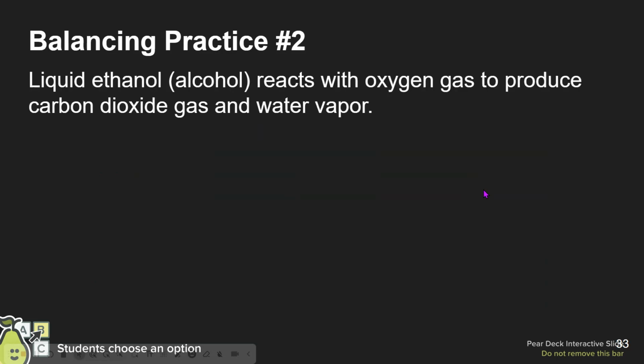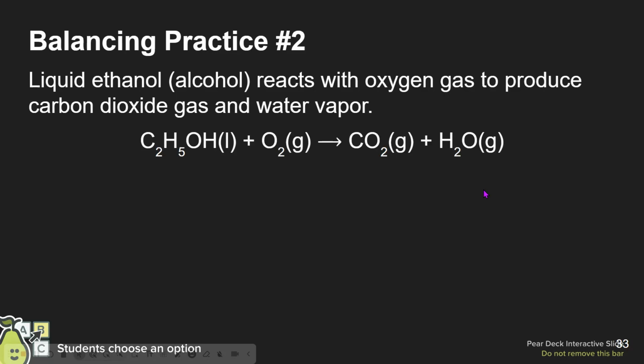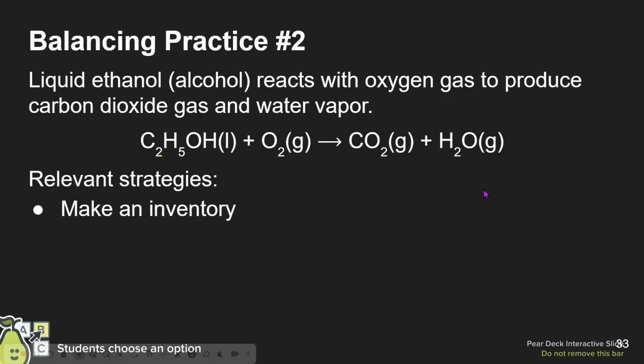Liquid ethanol or alcohol reacts with oxygen gas to produce carbon dioxide gas and water vapor. And here's your equation. So some strategies that would be great to use here: an inventory would probably be good. This is more complex. You might also notice that you have oxygen spread out, and so you don't want to miss those, even though they're in 2 different substances on both sides of the equation.